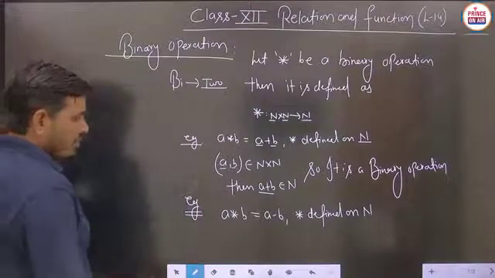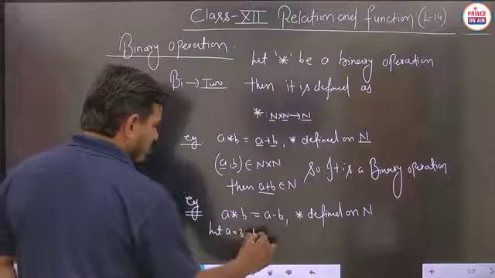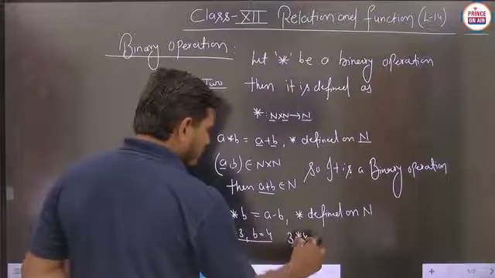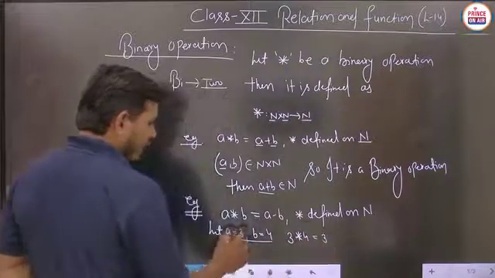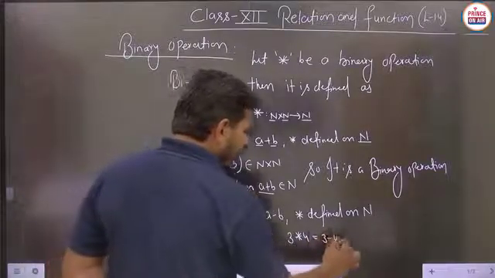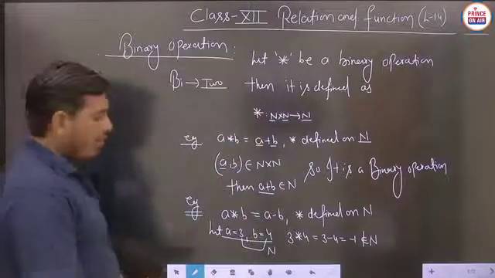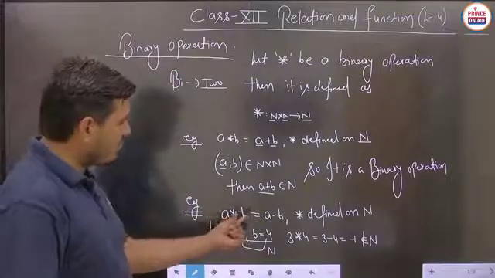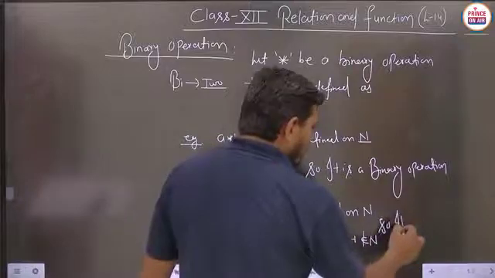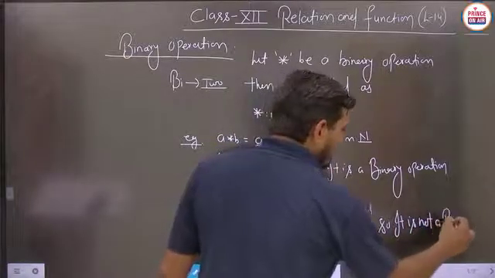So easily you can say that a equals 3 and b equals 4. Then 3 star 4 is to be calculated. Both 3 and 4 belong to the natural numbers, but 3 star 4 equals 3 minus 4, which is minus 1, and this does not belong to the natural numbers. In such cases this star is not a binary operation. So it is not a binary operation.